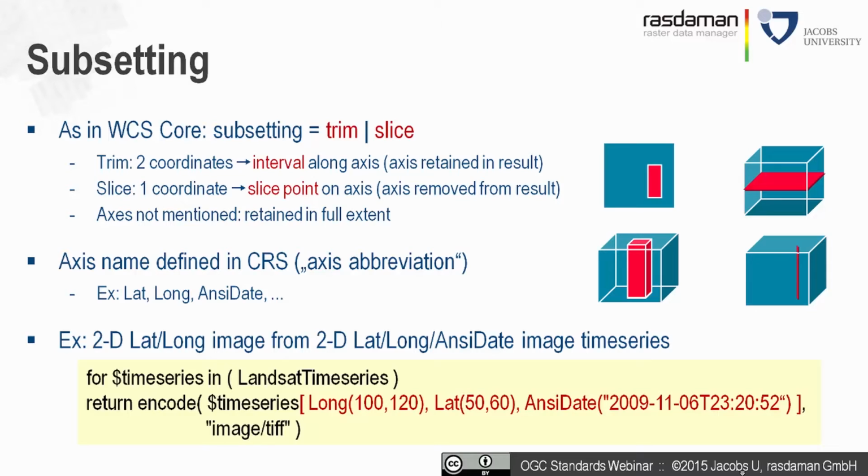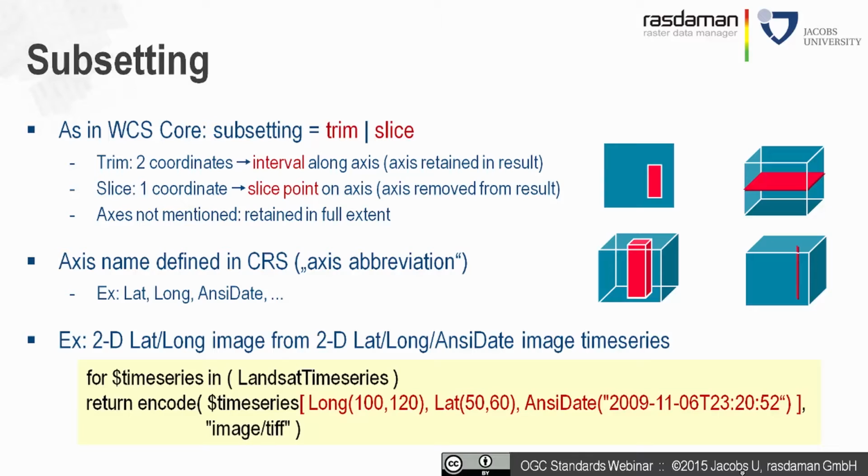And what about the axes that are not mentioned in the query at all? Well, those ones simply are retained in full extent. That would allow you, for example, in the bottom example, to do a slicing along that particular date. And if you don't indicate long and lat, you simply get everything available, the whole spatial extent of the coverage.